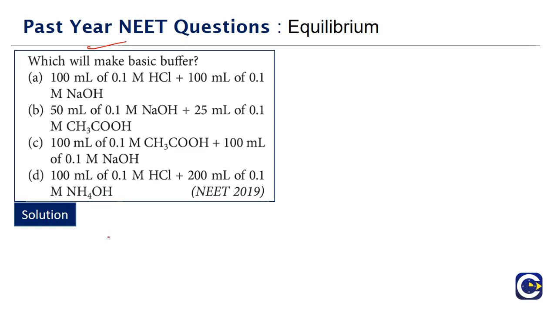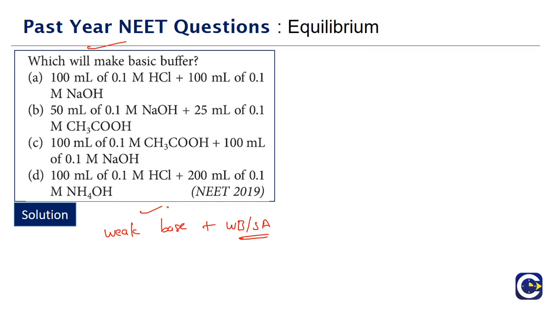If we have a weak base plus solution of its salt with a strong acid. So weak base and strong acid salt. Any weak base we take and the solution of the salt of weak base and strong acid, that particular composition is what we call the basic buffer.